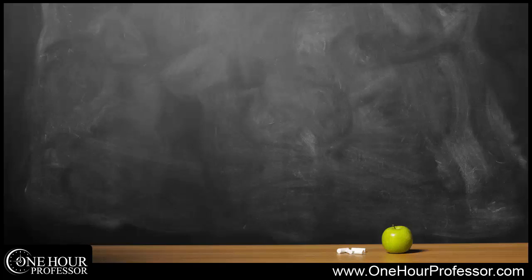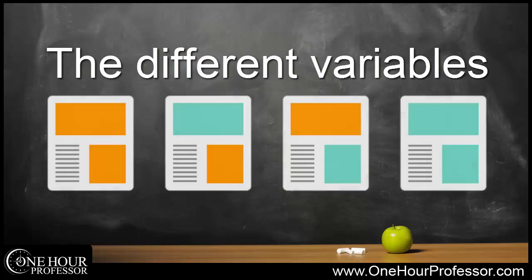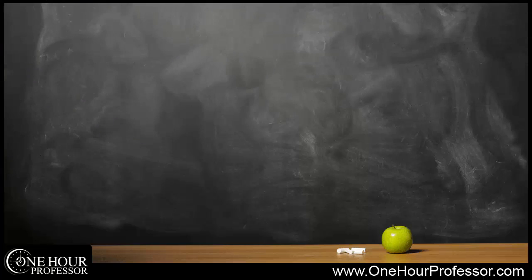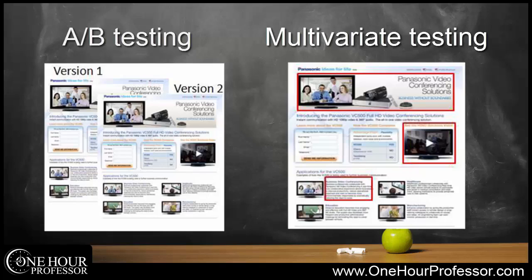All right, this lecture is all about conversion optimization strategies, or in other words, what are the different variables or some of the things that you can test on your pages when you're doing A/B testing or multivariate testing? What are some of the things that you can actually test on your website while you're doing this?